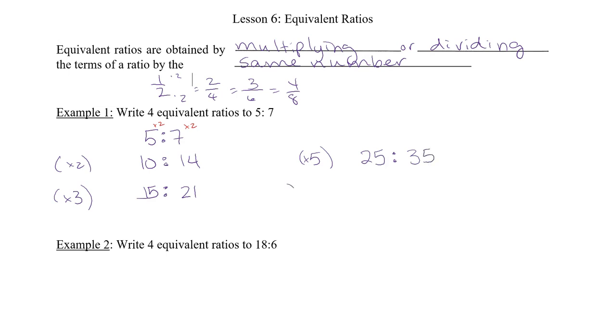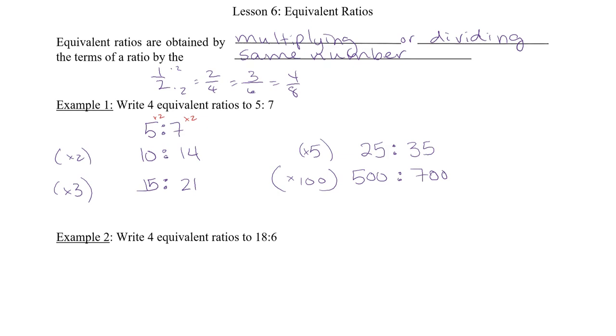I could do times 100. So then I'd have 500 to 700. So I can pick any number to multiply by. I couldn't divide these because these are both prime numbers, so they're both only divisible by themselves. So I wouldn't want to divide.